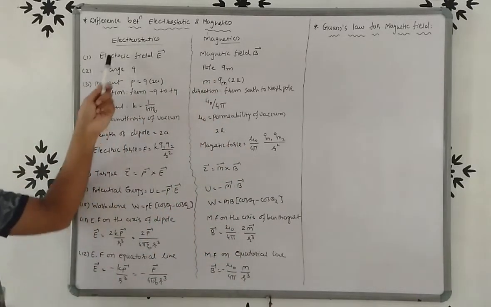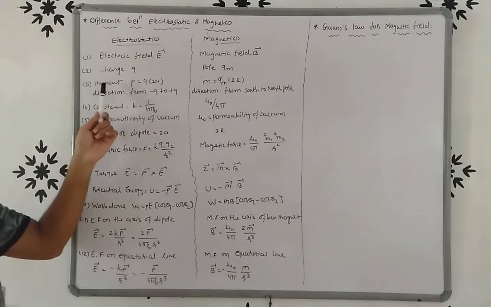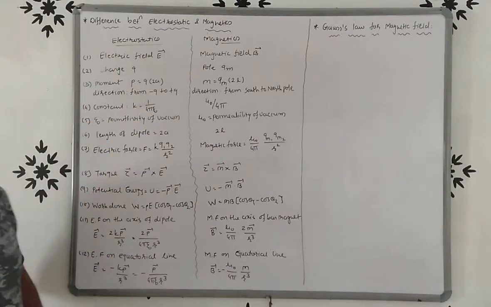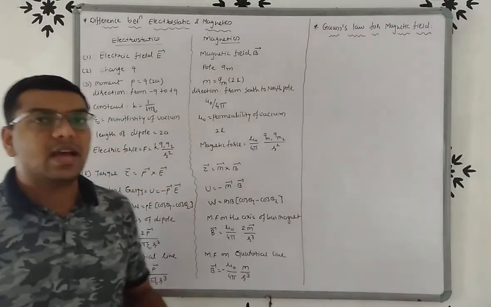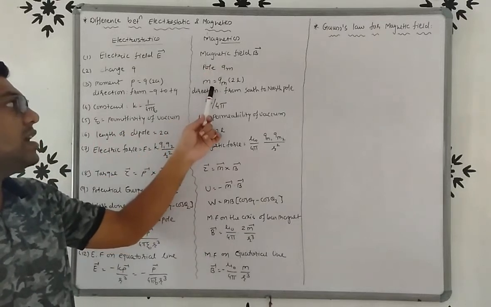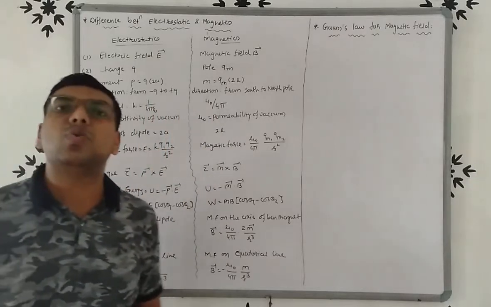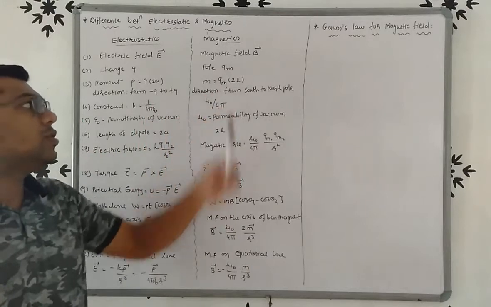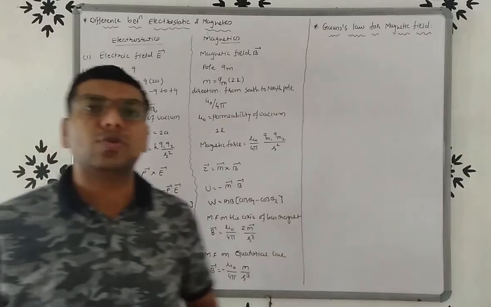Now we know in electrostatics the electric dipole moment is given by P equals Q into 2a, and the direction is from negative to positive. For magnetics, the magnetic dipole moment, instead of charge there is pole and distance 2l. So magnetic moment is equal to Qm into 2l, and the direction is from south pole to north pole.